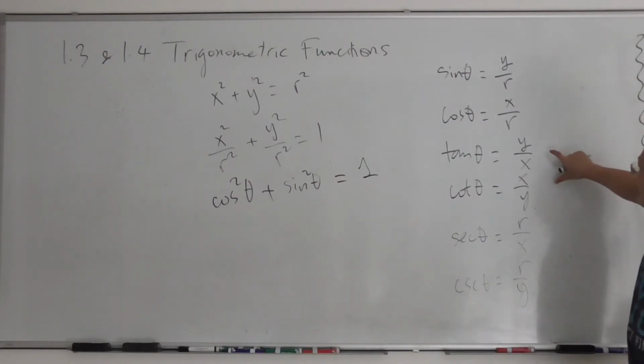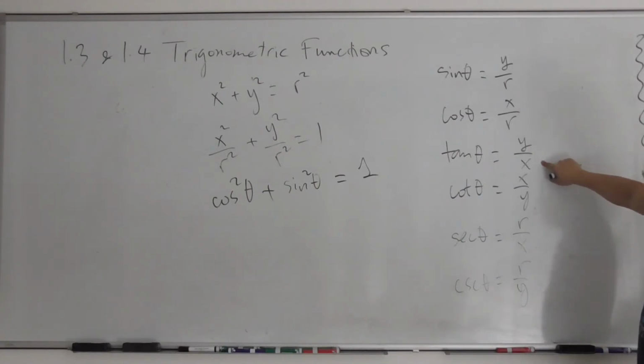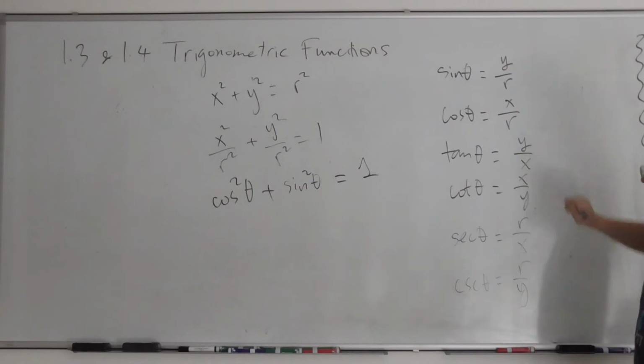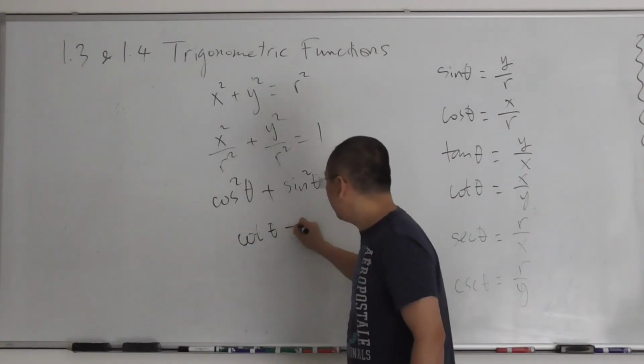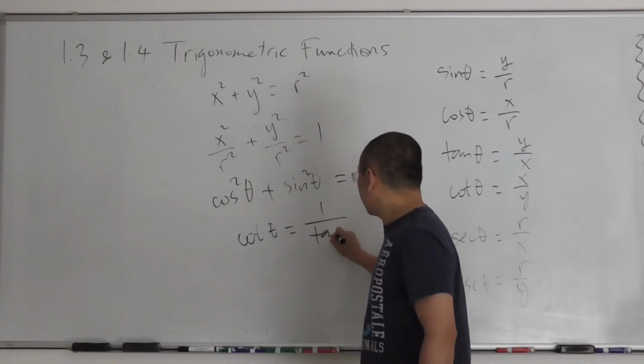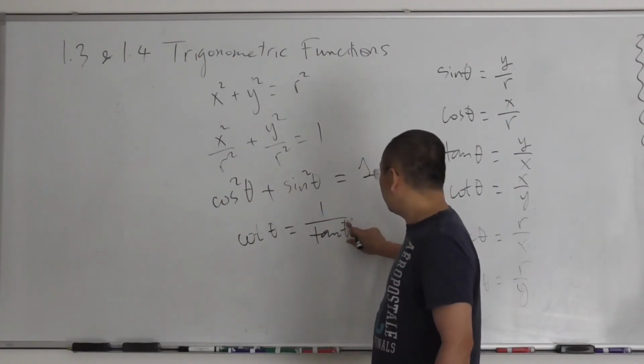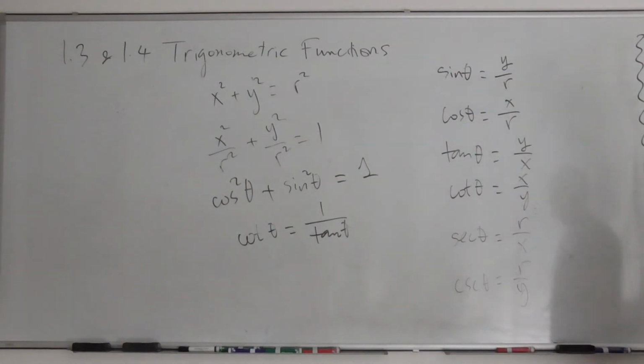Second one. You see tangent and cotangent? Tangent is y over x. Cotangent is x over y. So they are the reciprocal of each other. So cotangent of theta is the reciprocal of tangent of theta. This is another trig identity.